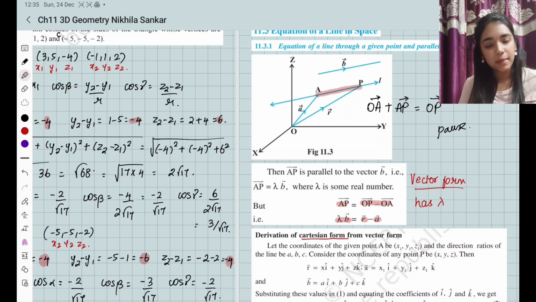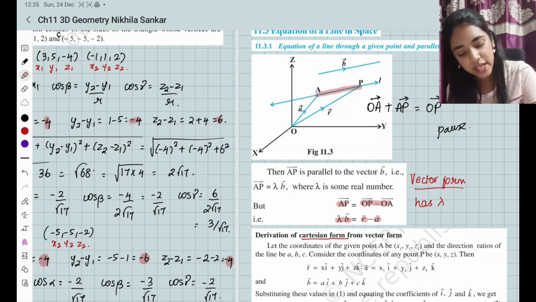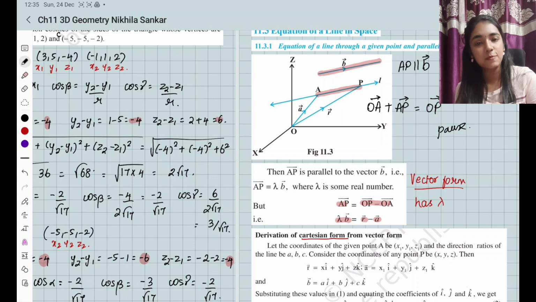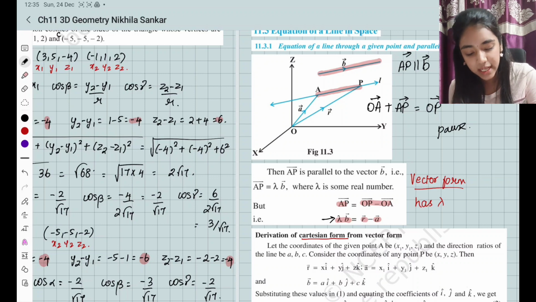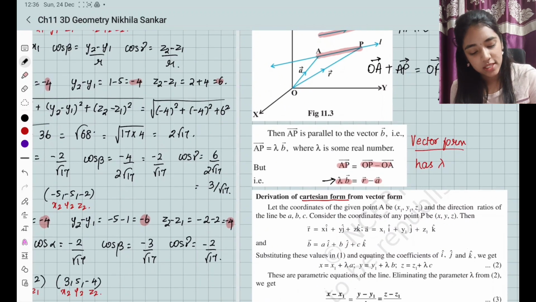So இப்போ எதனால AP lambda B ன்னு சொல்றோம்? We are going to take some line B which is parallel to AP. So இங்க என்ன தெரியுது? You know that AP is going to be parallel to B. We are taking a line that is parallel to the vector AP. So இந்த இடத்துல parallel lines என்ன தெரியும்? They are going to be proportional with a constant lambda. So அதுதான் இந்த proportionality constant lambda.